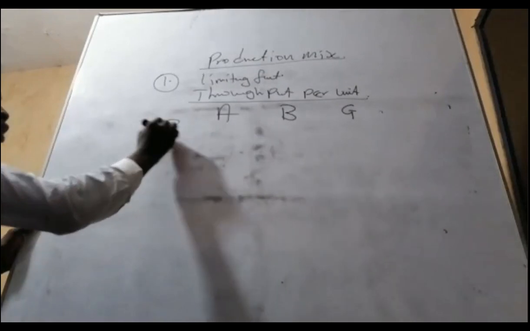Then how do you find throughput? What do you say about throughput? We say throughput, you need two figures, right? Pick the sales, the selling price. The selling price, that's the sales, less the material cost.